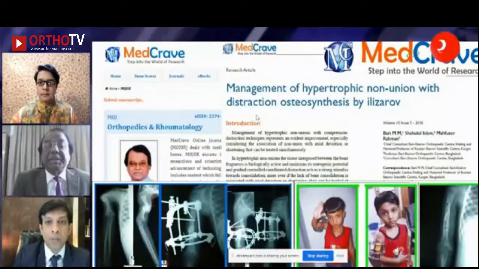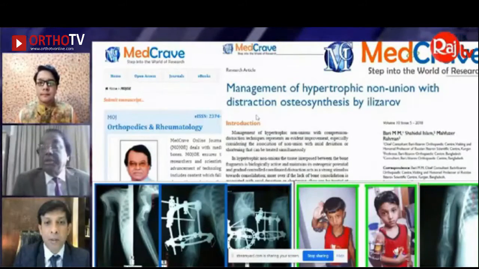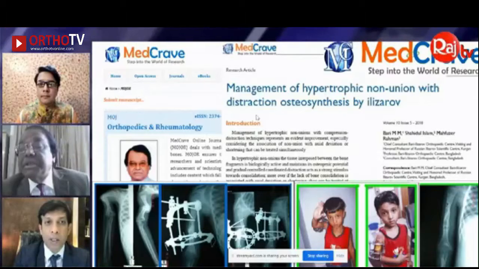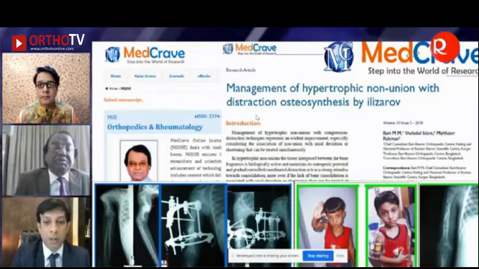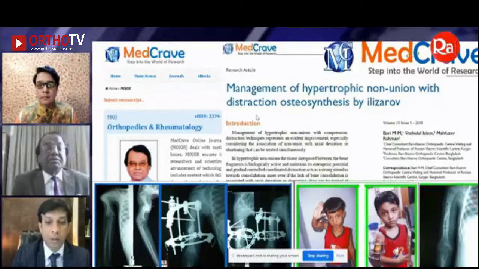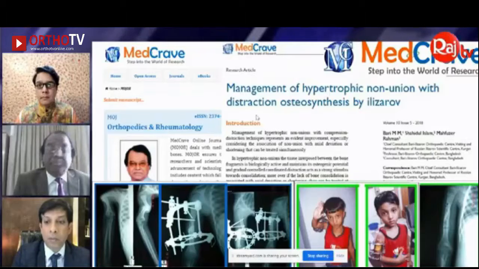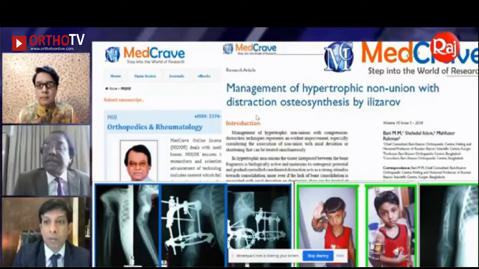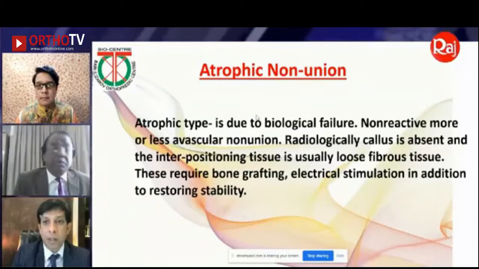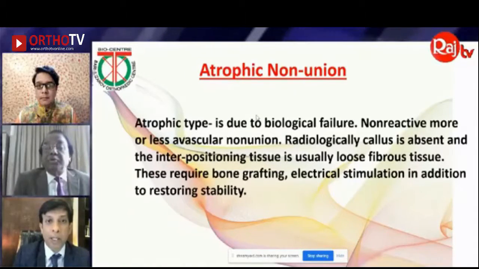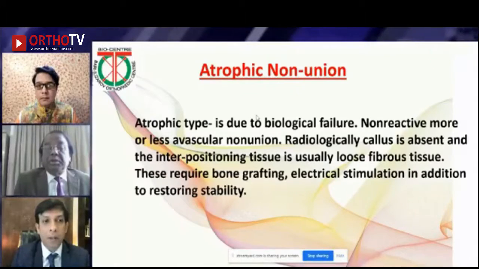So this is the management of hypertrophic non-union, which was published in 2018 in the Medcrave journal. This is how you can distract and get good union. You don't need to open up, and this is the callus formation. You can see it on the right side. Atrophic non-union is due to biological failure, non-reactive, more or less avascular non-union.